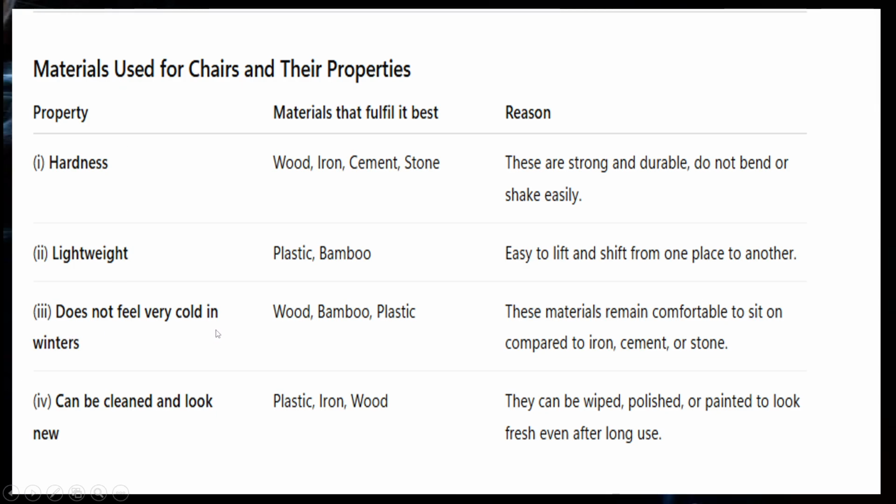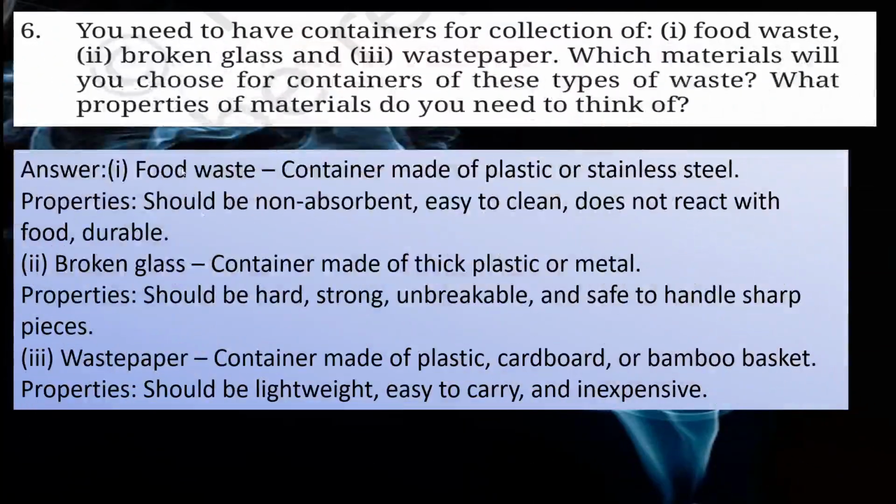Third one is does not feel very cold in winters. So, for that purpose, wood, bamboo, and plastic are useful. These materials remain comfortable to sit on compared to iron, cement, or stone. Fourth one can be cleaned and look anew. For that purpose, plastic, iron, and wood, all these are preferred. They can be wiped, polished, or painted to look fresh even after long use.